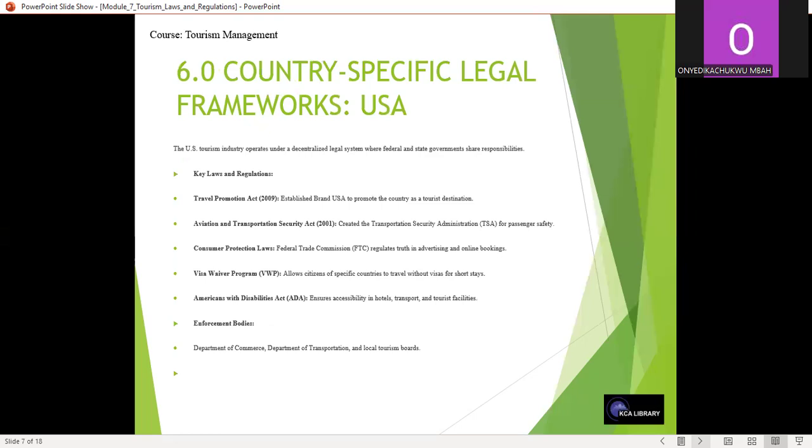Next slide here, we have country-specific legal frameworks. So we'll be looking at different countries and their specific legal frameworks. We'll be starting with the United States of America. So the US tourism industry operates under a decentralized legal system where federal and state governments share responsibility.